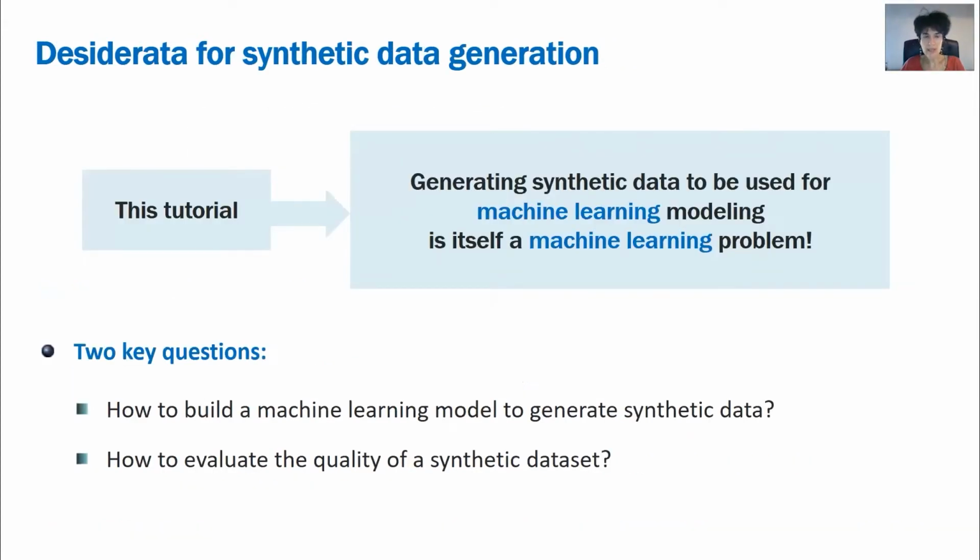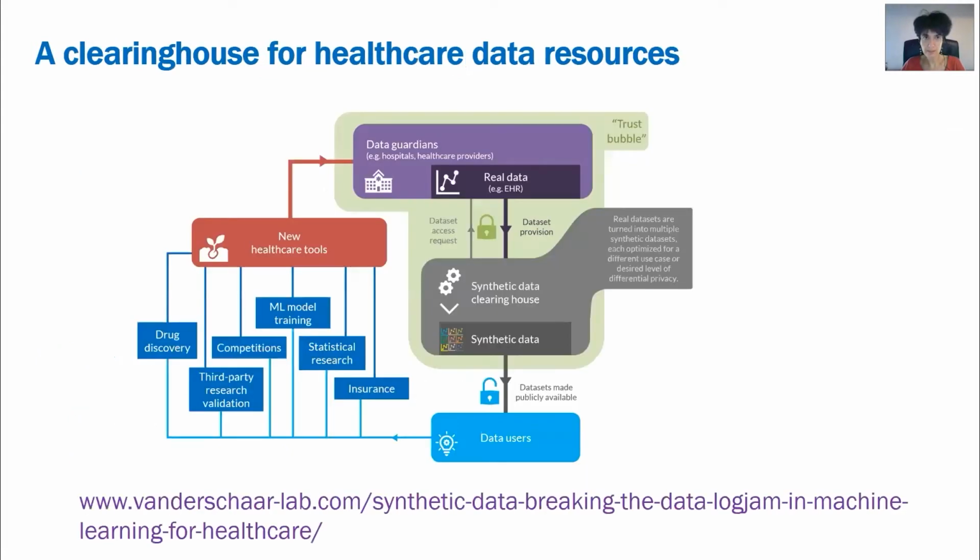In this tutorial, as I mentioned before, we are going to introduce this new branch of machine learning dedicated to synthetic data generation. So the focus will be to generate synthetic data to be used for machine learning models, which in itself is a new strand of machine learning. We will especially try to focus on two key questions: how to build a machine learning model to generate high fidelity and private synthetic data, and how to evaluate the quality and privacy of such data sets generated by such synthetic data models.